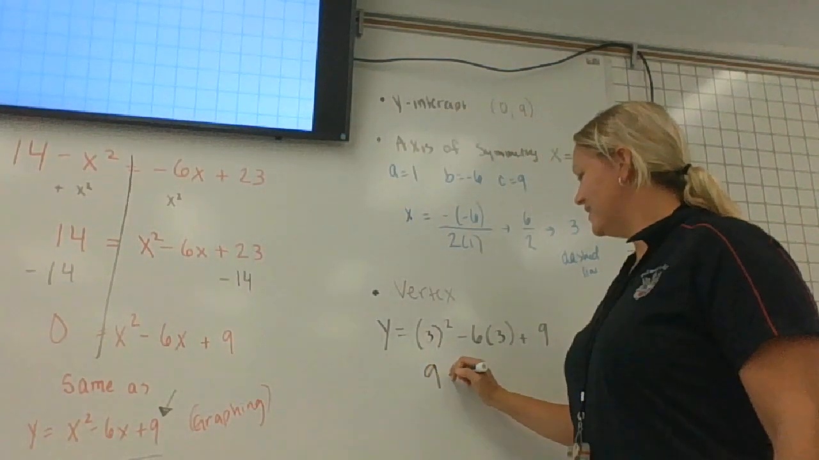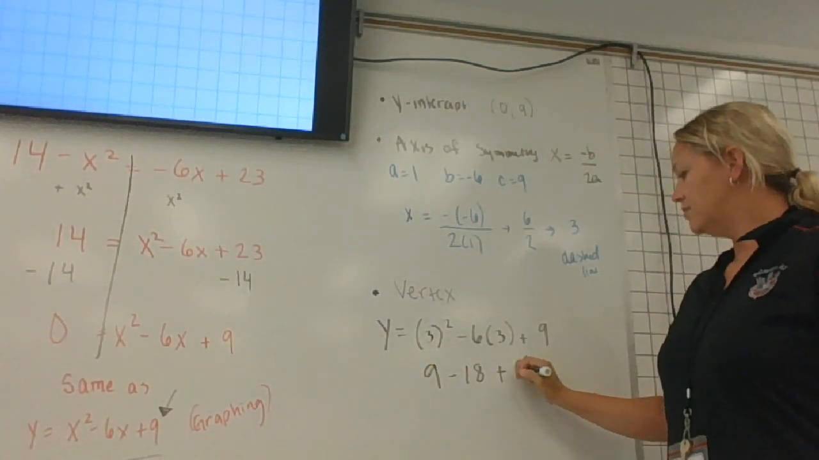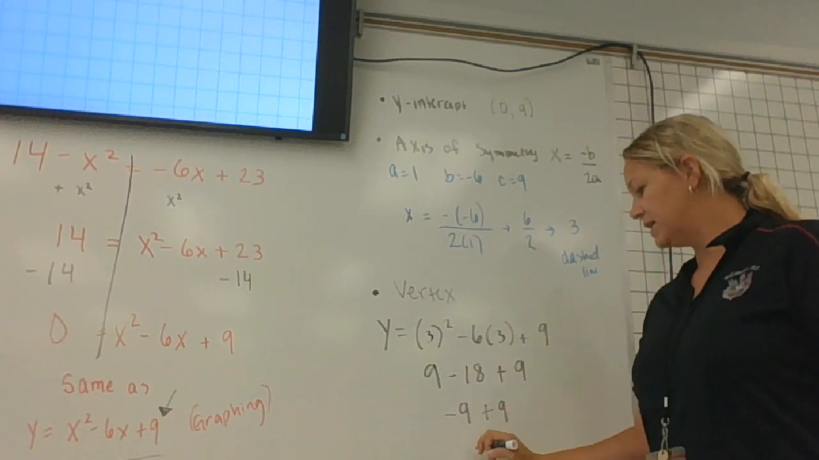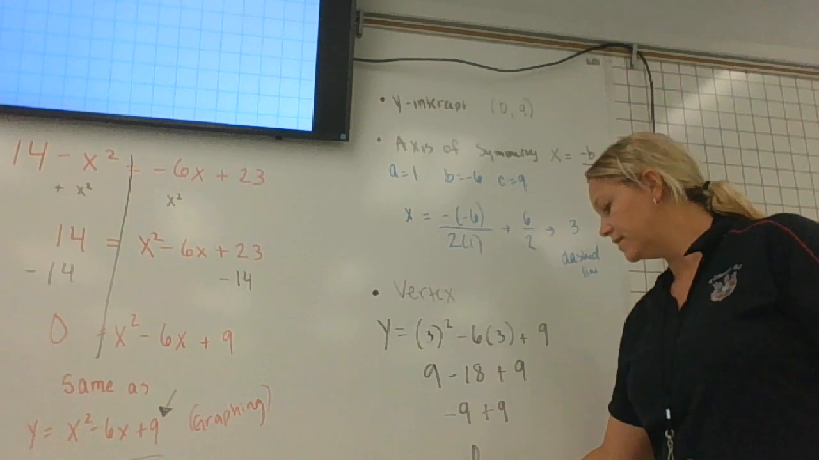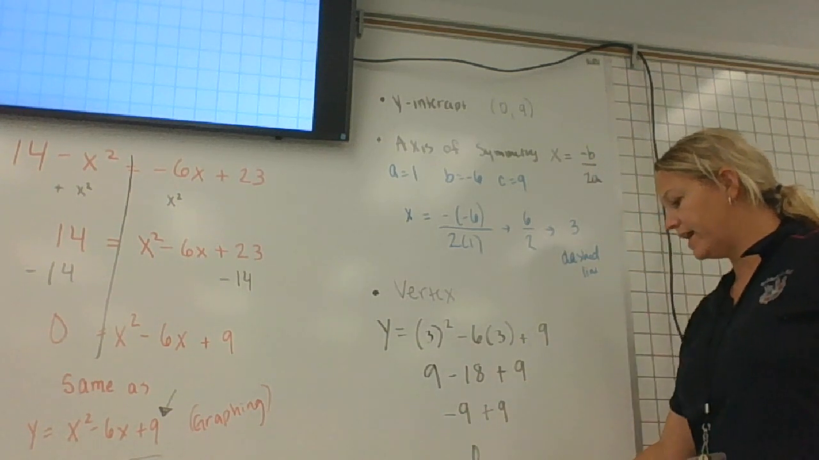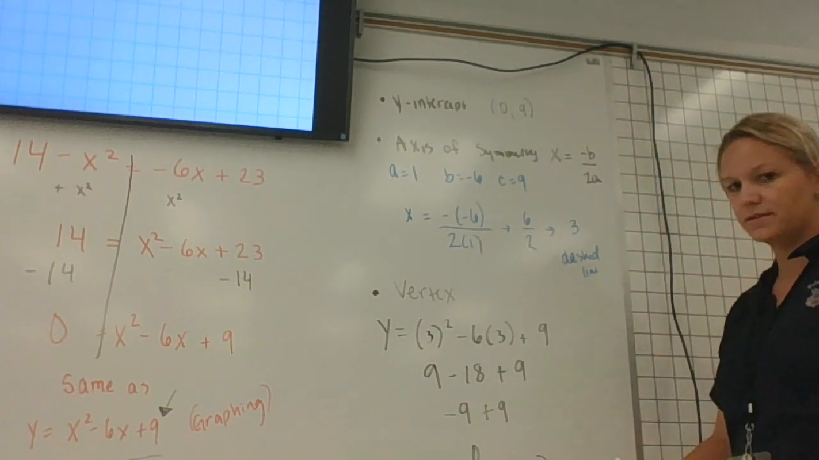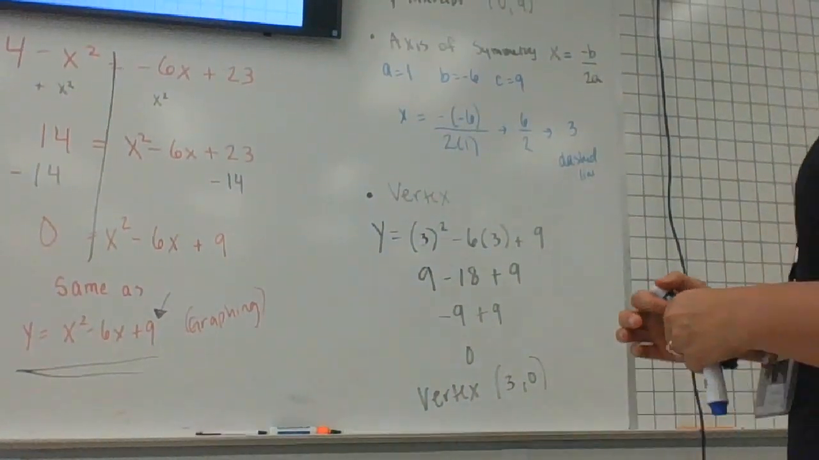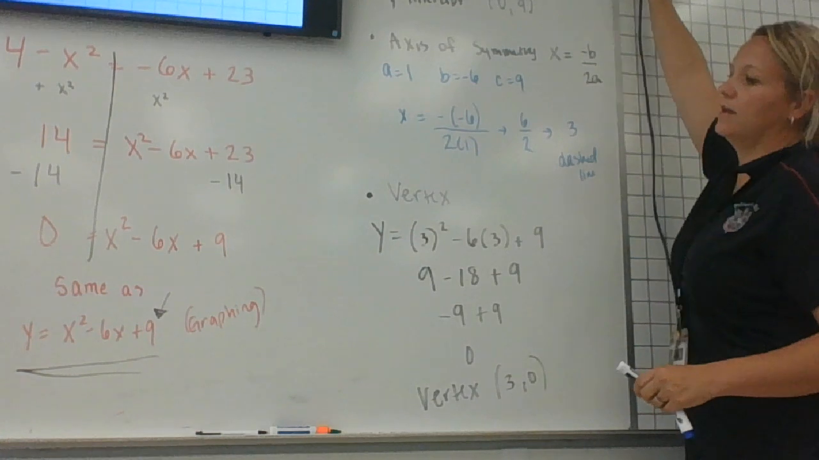Alright, 9 minus 18 plus 9. -9 plus 9, 0. There's our vertex. X is 3, Y is 0. Who's got a question about why their math worked out differently?